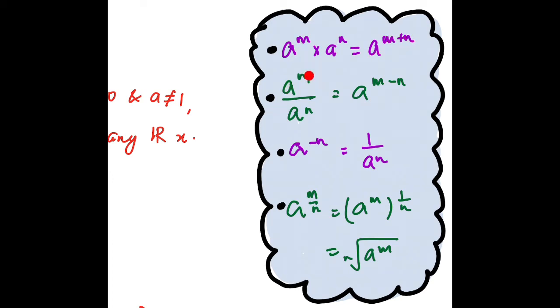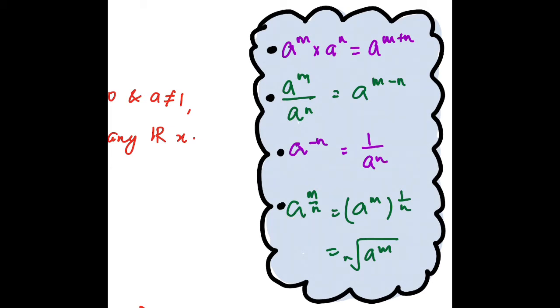What if a to the power of m divided by a to the power of n? In this case, this is a to the power of m minus n. Next, a to the power of negative n. For a to the power of negative n is equal to 1 over a to the power of n.